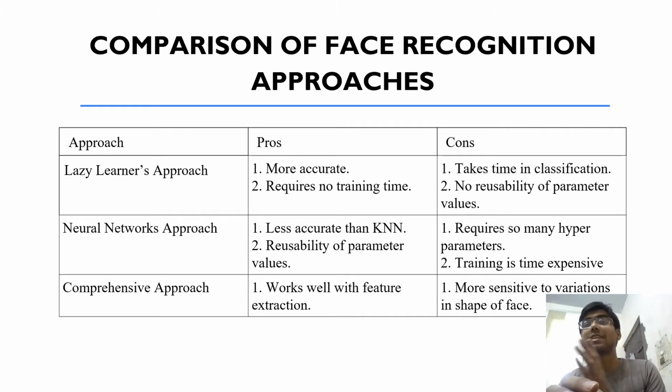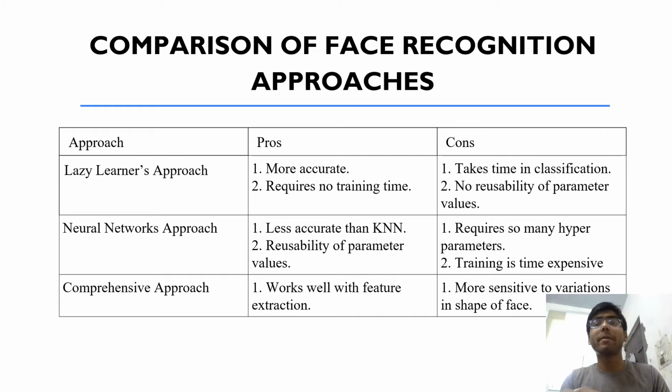But like DMA search, it was taking time in classification, and there was no reusability of parameter values. For the neural networks approach, it was less accurate than KNN, and the reusability of parameter values was good. Similarly, DMA was requiring so many hyperparameters. Training was very expensive for the neural networks approach.